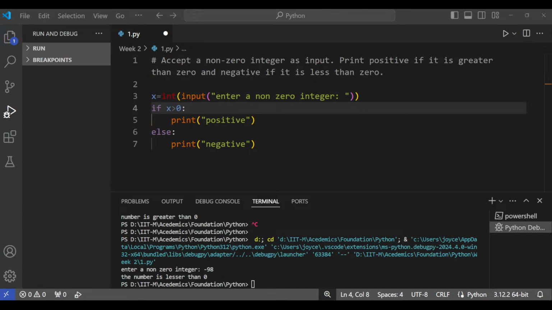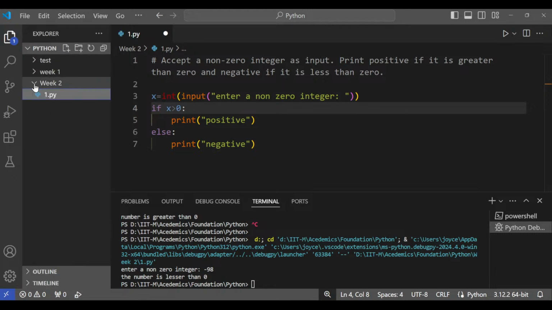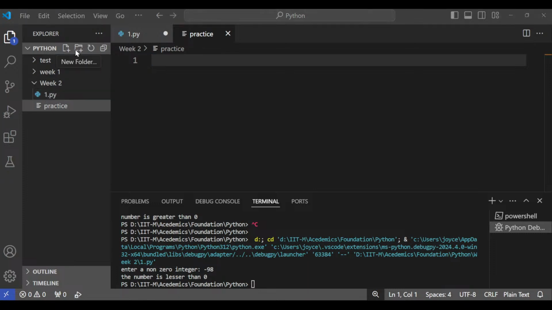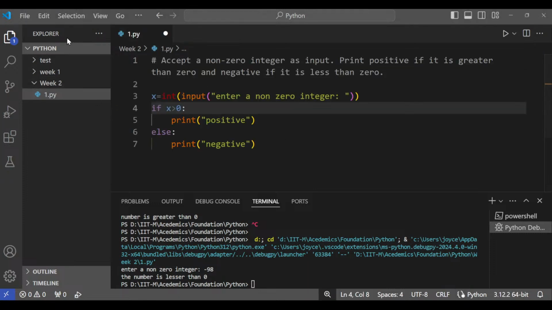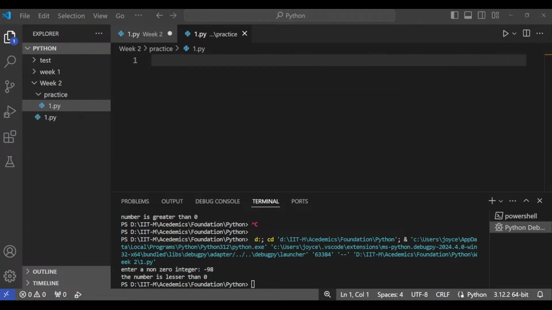Okay, this is PPA 1. Fine. I guess this is a set of questions. I would include this in the assignment set of questions. Let me add one more practice. In practice, I'll create one more 1.py. Okay, let me get the first question for practice.